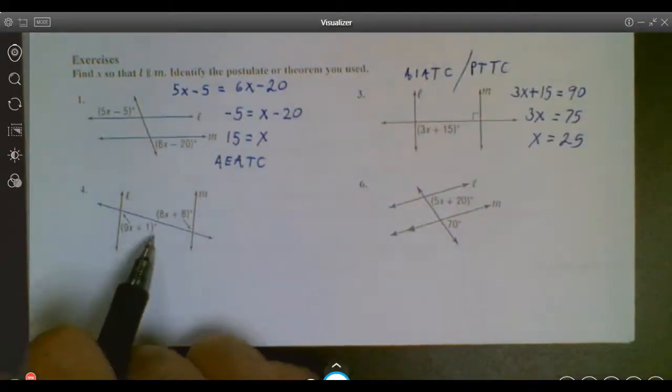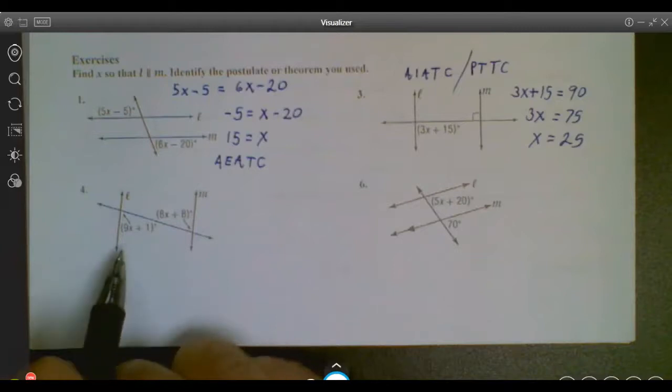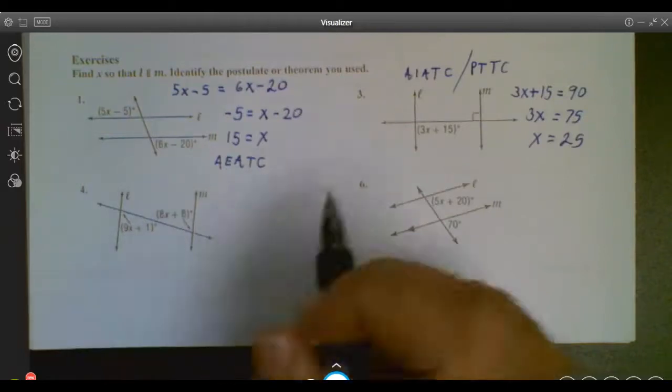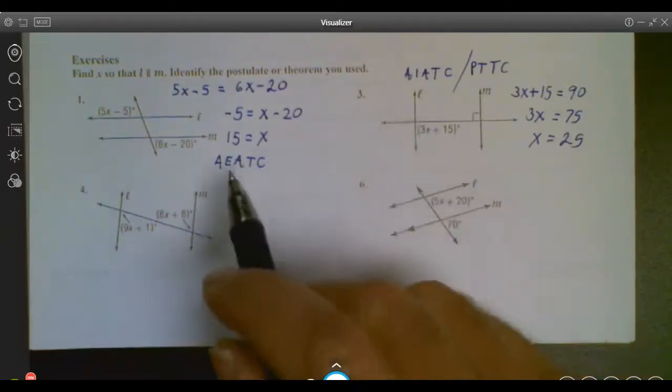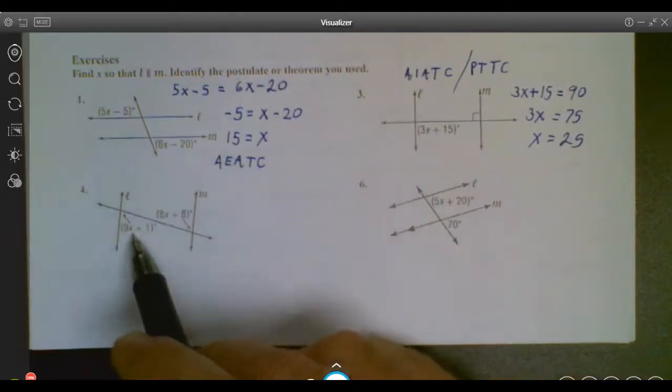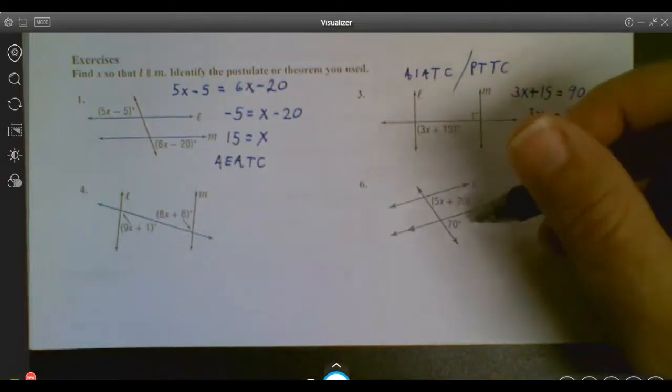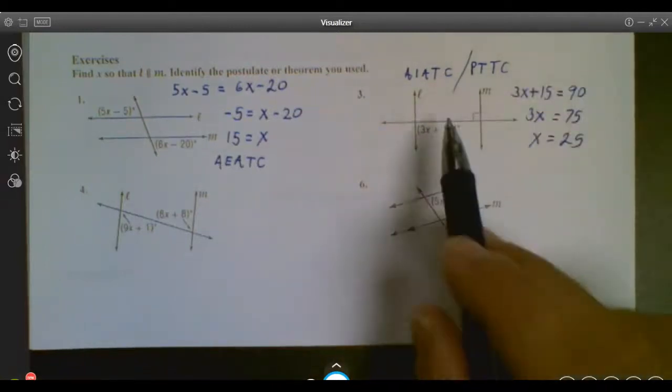Here's another alternate interior angles theorem converse. Right, so again, we're going to set this one equal to this one, and solve for x, and go on. So we're going to jump over that one because it's really not a whole lot different than this one. And the one that we looked at here is just another alternate interior angles theorem converse problem. So let me go on to this guy, which is at least a different reason than the rest of the group so far.